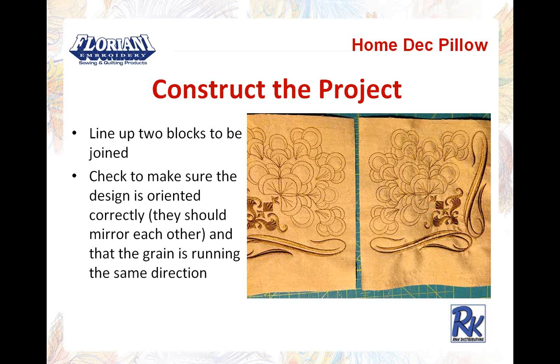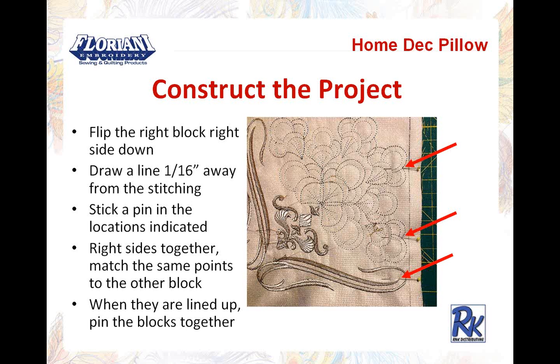So once you get the designs positioned and the grain's running the same direction, you want to flip the right block right side down, and you want to draw a line 1/16 of an inch away from the stitching as it's shown on the picture here. So you want to draw it on the correct side as it's shown in the picture here. Then you want to stick a pin in the 3 points that we've located for you here on the diagram. So these are locator points so you can line up the design with the second block.